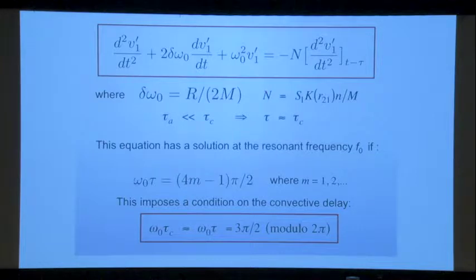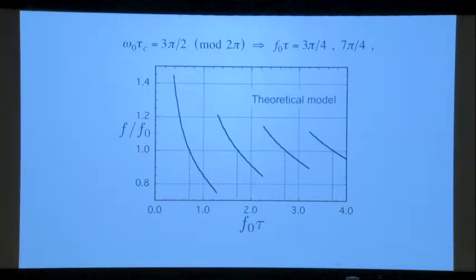This is a simple equation. You can do numerical work on that again, but you can certainly study this completely, and you can show that this equation has solutions at the resonant frequency F0, if this is a good condition. So there are definitely values of tau which will give you oscillations. And this imposes a condition on the convective delay. So once you have that, you find that basically for certain delays, you will have oscillation instability. And so the model gives you this.